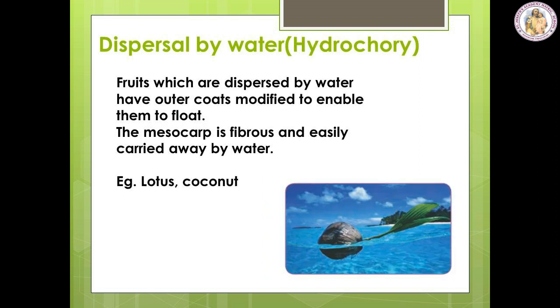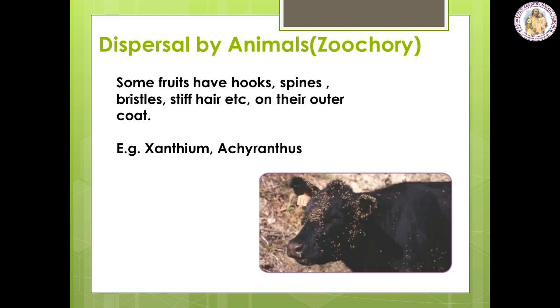Dispersal by water, hydrochory. Fruits which are dispersed by water have outer coats modified to enable them to float. The mesocarp of coconut is fibrous and is easily carried away by water. They reach different places and grow into a new plant. Examples: lotus, coconut.